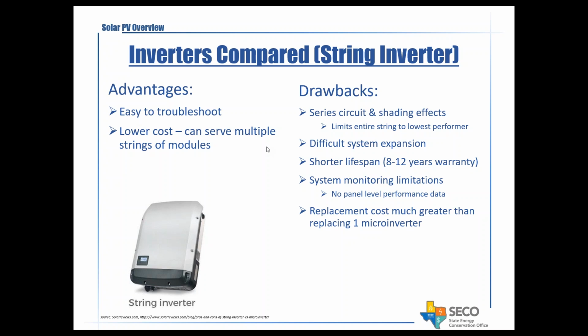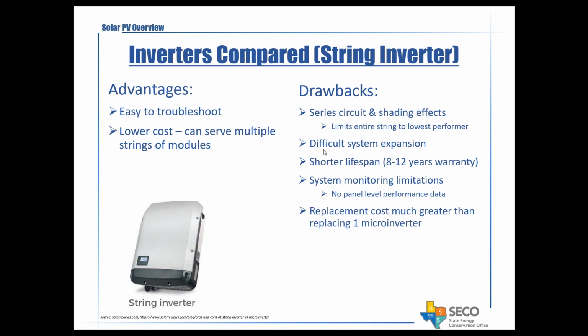So one of the other main advantages to the string inverter is the lower cost, because you'll have fewer inverters that serve multiple strings or modules. This brings the cost of the overall system down. So one of the drawbacks with the string inverter, though, is that because they're configured in series circuits, there may be some shading effects that may only affect a small portion of the panels, but all of the panels on that string will be limited to the output of that lowest performing panel. So for example, if you have one panel that's shaded by a tree, then all the other panels connected on that string would only produce as much as the one that is partially shaded. So that's a pretty big drawback for this type of system.